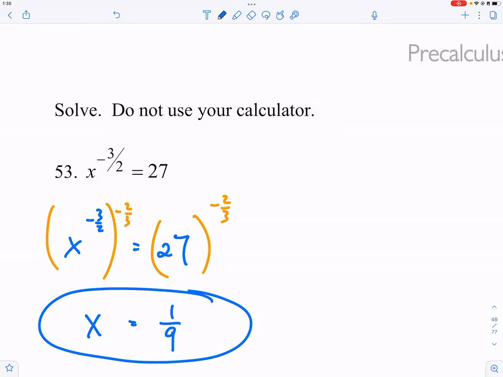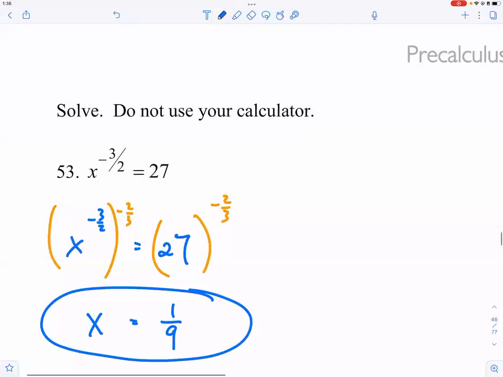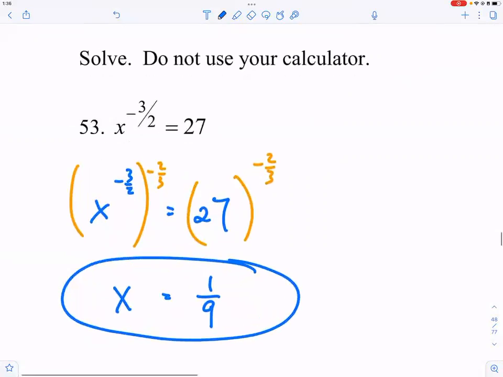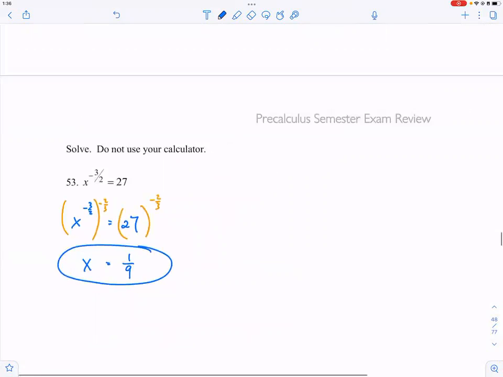Okay. So the biggest challenge right here is that when you see x to the negative 3/2 power, do you know what you can do and what you should do to get the exponent to equal 1? If you don't know that you can do something like this, and if you don't know how to interpret the fraction in the exponent position, then it's going to be very challenging. But if you know all these properties, it should be a very straightforward question.